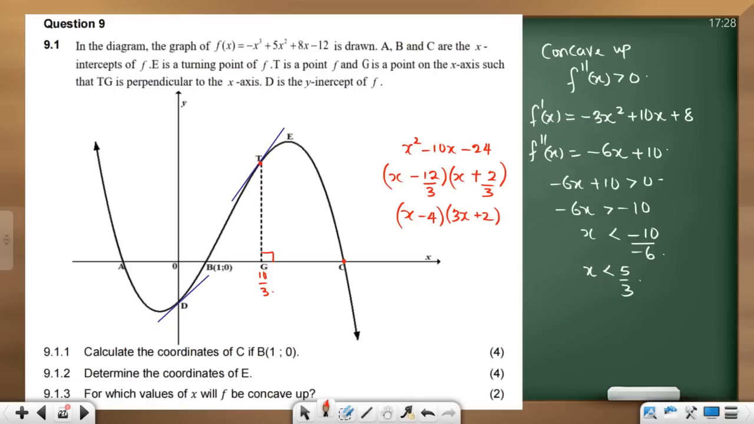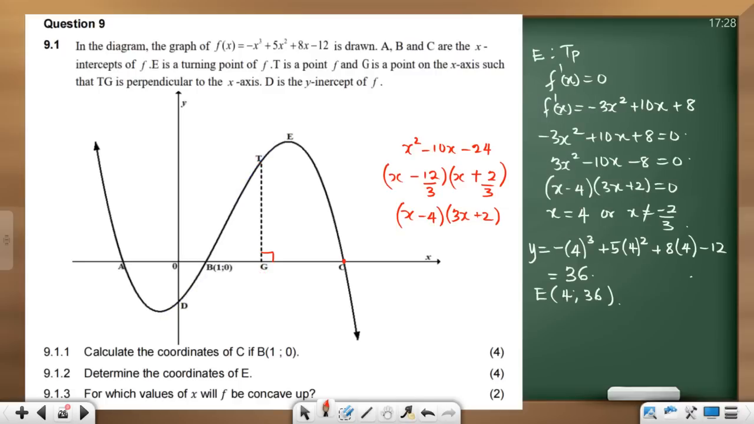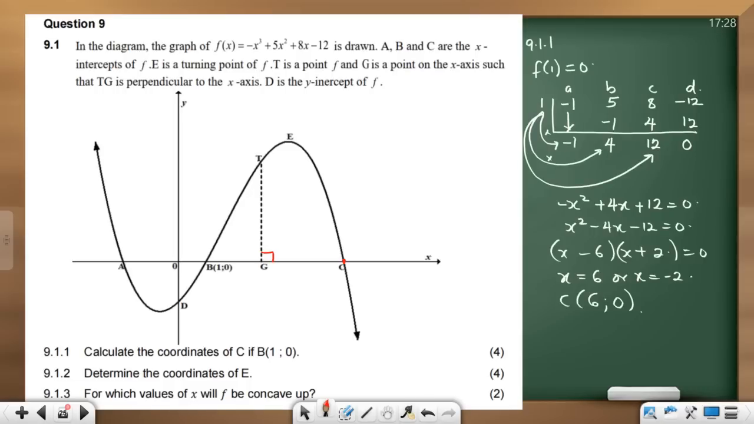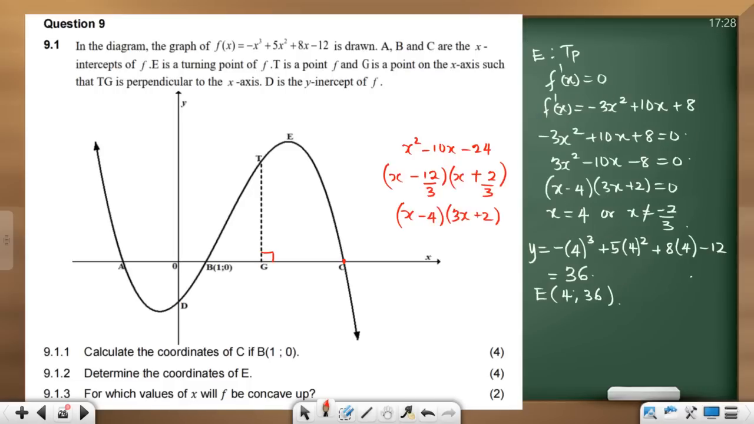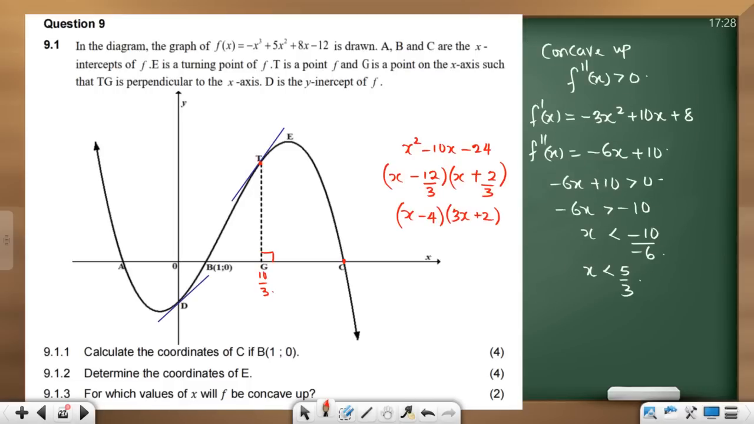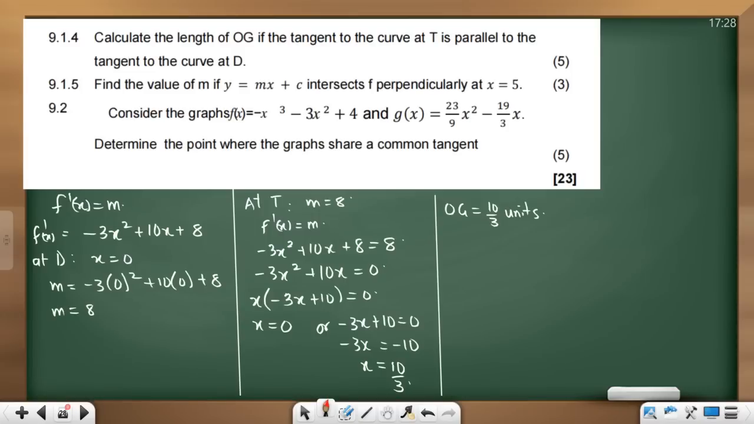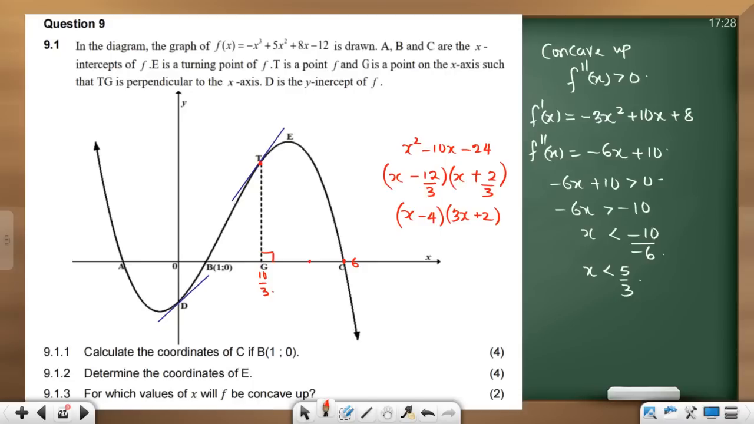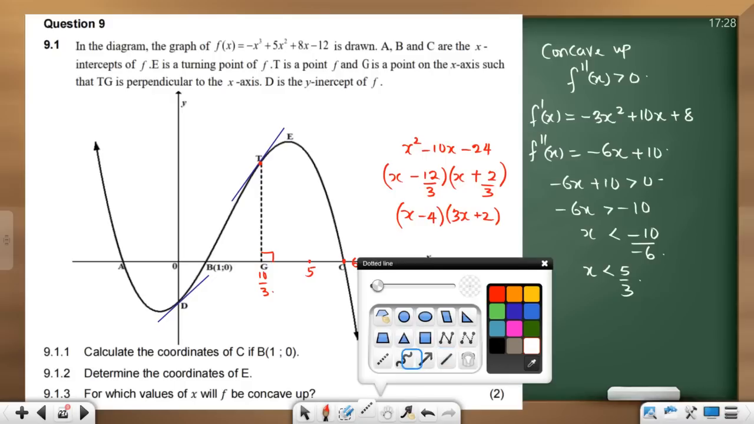Where's our 5? 5 is somewhere, because we need to make sense out of it. What was our E? Our E is 4. What is our C? I want to just check something here. C is 6. Okay. Let's try to write those points. The examiner says we should find the value of m, the gradient, if y equals mx plus c intersects f perpendicularly at x equals 5. Guys, make sense of the question. At x equals 5. Okay, let's put that there.